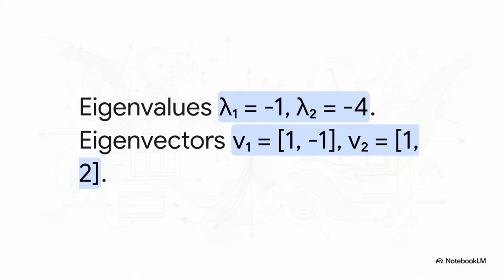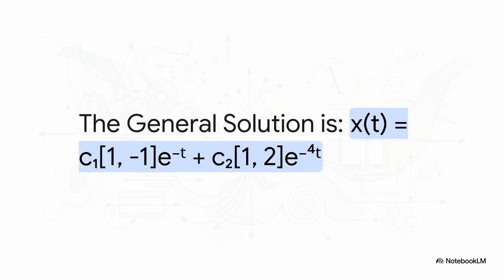Okay, enough theory. Let's get our hands dirty with an actual example. Imagine we've already done the linear algebra, and we've found our eigenvalues are -1 and -4, with these corresponding eigenvectors. How do we actually build the solution? It's literally just plug and play. We take our general formula and slot everything in. The solution is C1 times the first eigenvector times e to the minus t, plus C2 times the second eigenvector times e to the minus 4t. And that's it. That's the general solution.